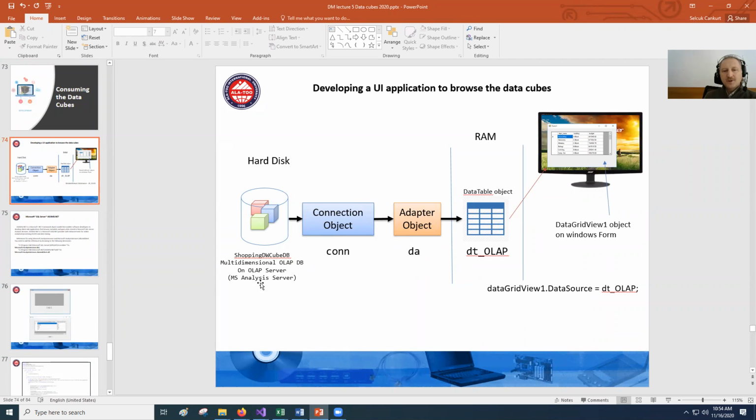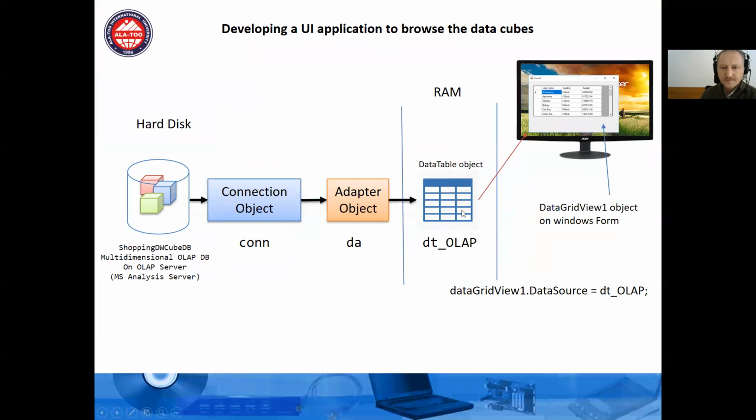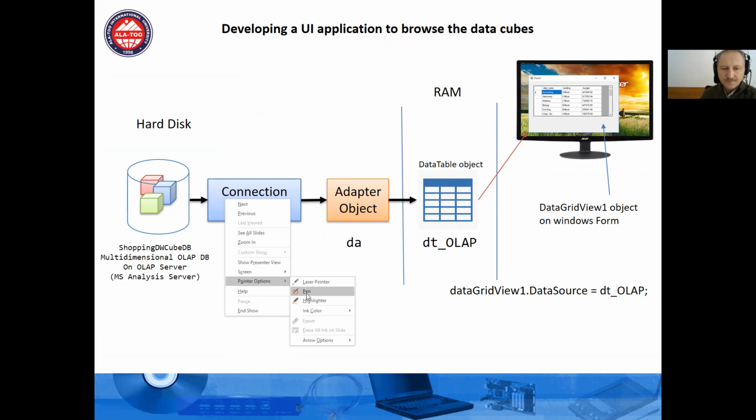So we said our data cube stays inside the OLAP server, inside the Analysis Server. That means we can connect to it. If you want to connect to a traditional database, you need a connection object, an adapter object, and then one data structure which can keep your data inside it. For example, let's try to explain this part.